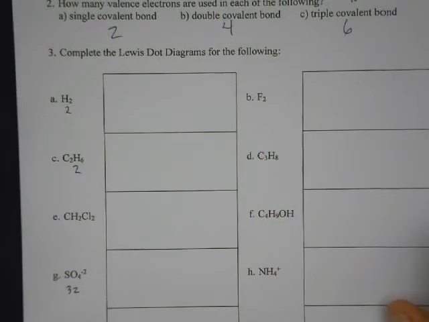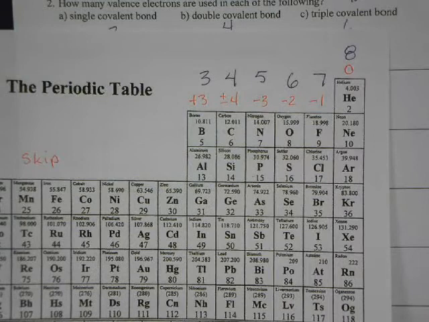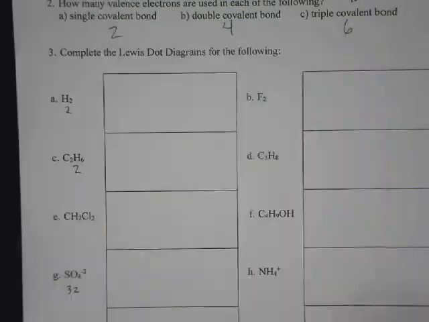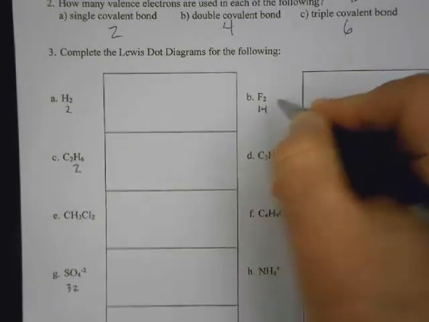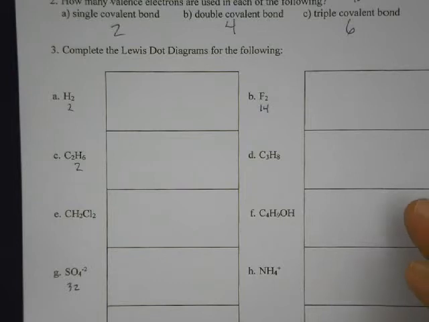But how many in F2? How many dots would be in F2? Again, go back to your pattern. I got 2 fluorines. So how many dots? 14. All right, so I'm going to give you a couple minutes. Go through the rest, and just underneath, put how many dots will be in our diagram.